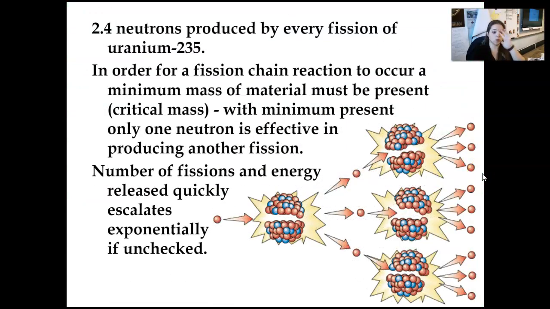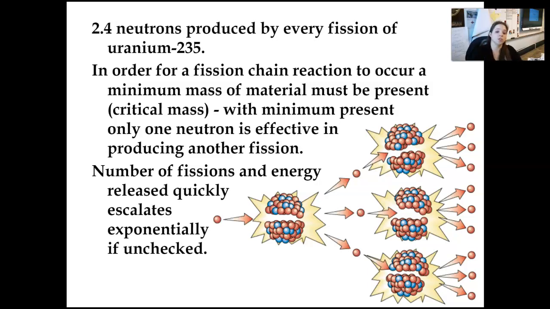So what I was saying earlier is the 2.4 neutrons are produced by fission of uranium-235. Why I say 2.4 is it's kind of like the average, and there's more 2s than 3s produced. What I mean is sometimes you have 2 produced, sometimes you have 3 produced. So the average is about 2.4. In order for a fission chain reaction to occur, a minimum mass of material must be present. It has to reach a critical mass. With the minimum present, only one neutron is effective in producing another fission. So you only need one.